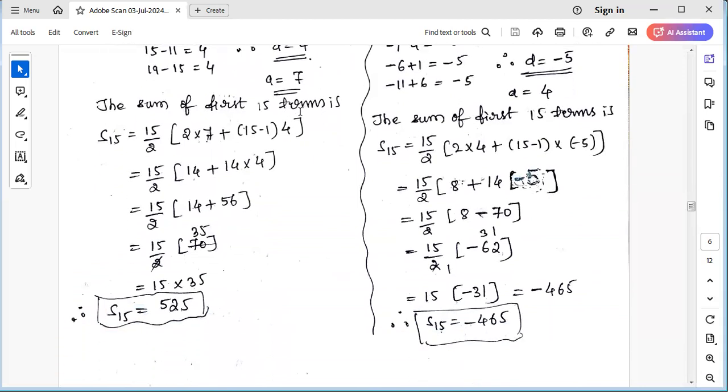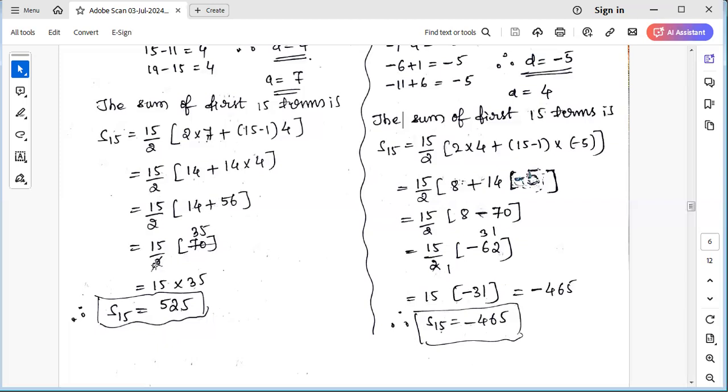The sum of the first 15 terms we have to determine. So S15 = n/2, means 15/2, into [2a + (n − 1)d]. a is 7, n minus 1 means 15 minus 1, d is 4. This is equal to 15/2 into the bracket: 2 into 7 is 14, plus 14 into 4, which is 56. So 15/2 into 14 plus 56, which is 70.